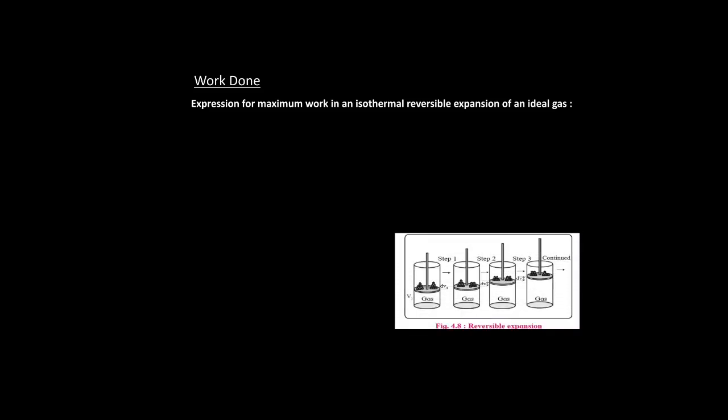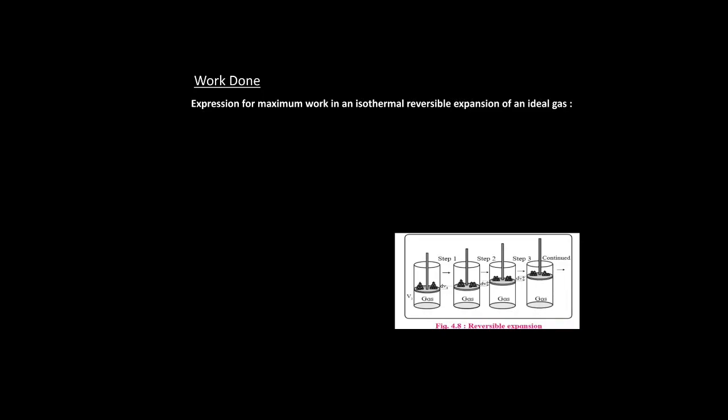We have seen work done in isothermal irreversible process. Now let us see the expression for work done in isothermal reversible process. Consider n moles of an ideal gas enclosed in a cylinder fitted with a frictionless movable rigid piston. It is expanded isothermally and reversibly from the initial volume V1.